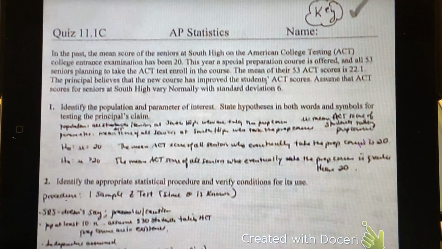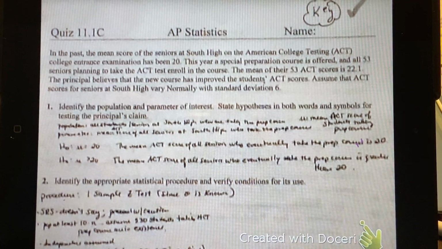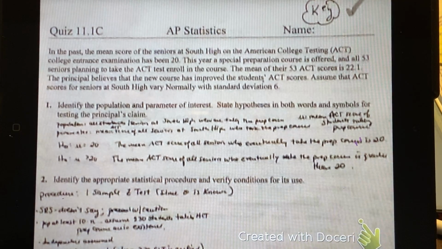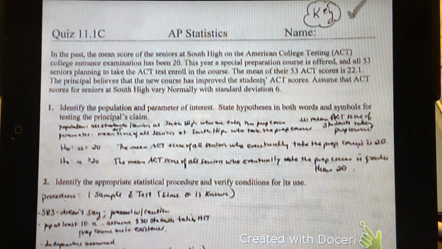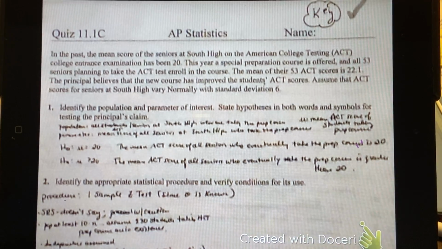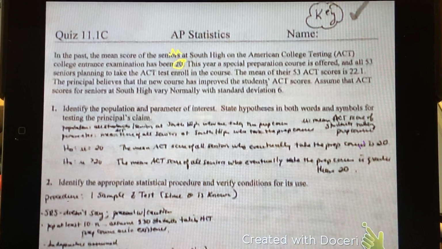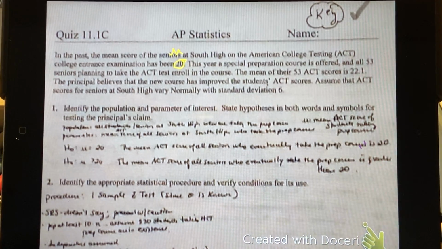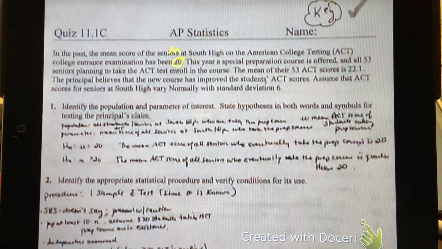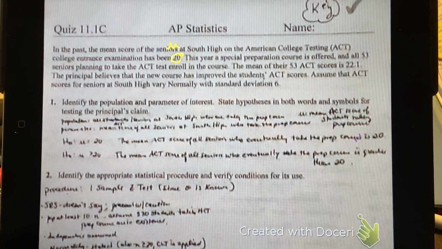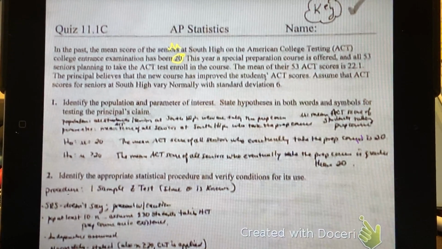And over the past years, they've discovered that the mean has been 20. So 20 represents our mu. Okay, so that's our parameter. That's our mu. And so what they did was, in order to prepare them for the ACT, they did a special prep. Hey, we did something like that. Wasn't it called torch prep?